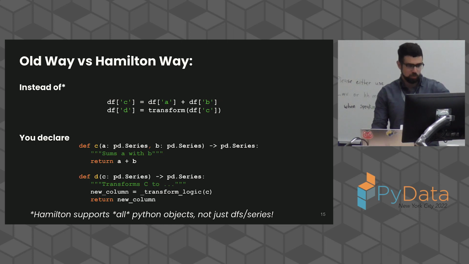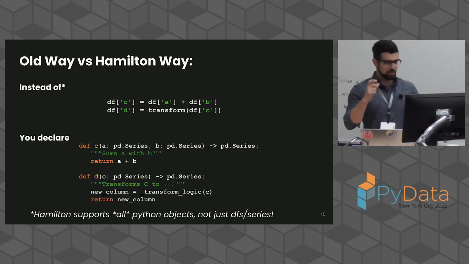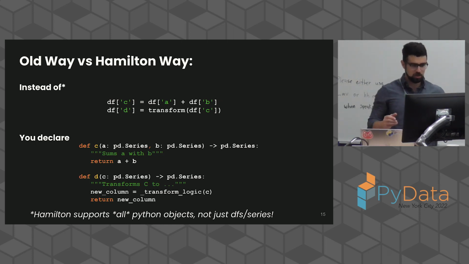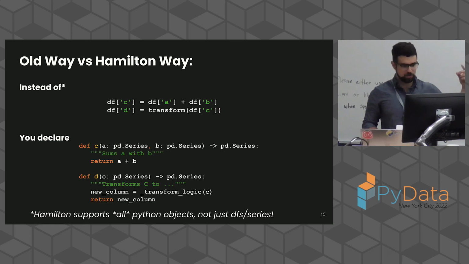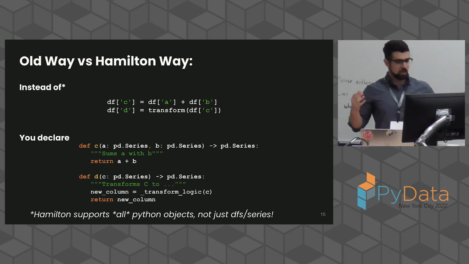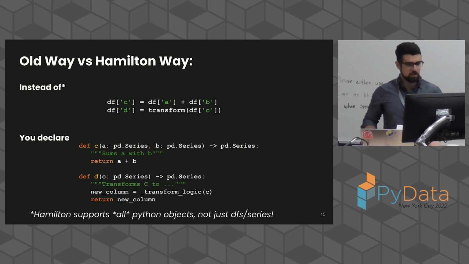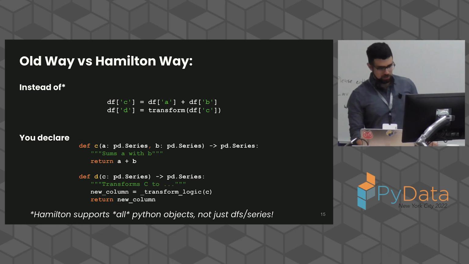Instead of writing it in the old way, where you're doing simple manipulations on data frames, messing around with columns, you declare it in this new way. So we've got, okay, df c equals df a plus df b, and df d is some transform on top of df c. Instead, we're declaring c as a function. It depends on a and b, you add them together. And then d now depends on c, and we're transforming it. Simple. It's pretty easy to see.